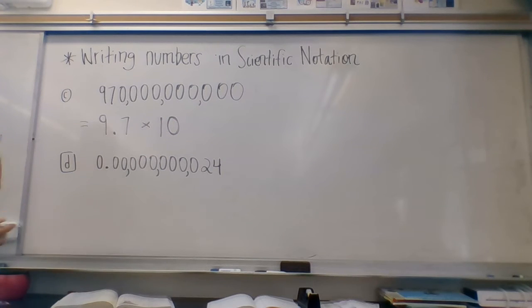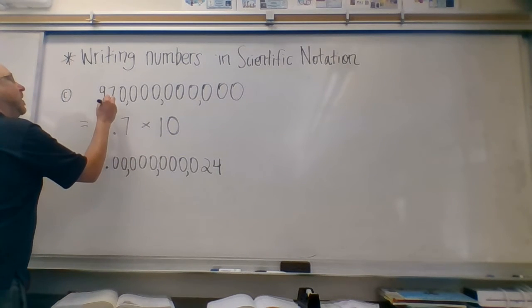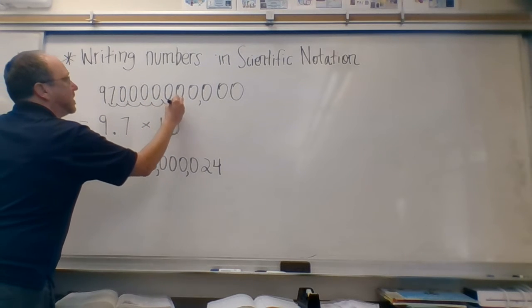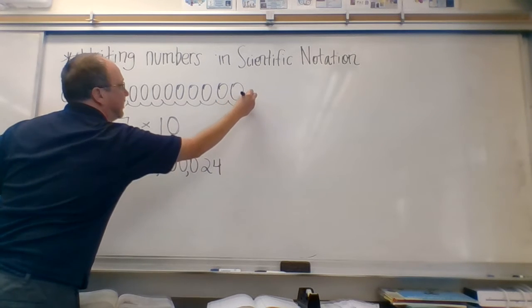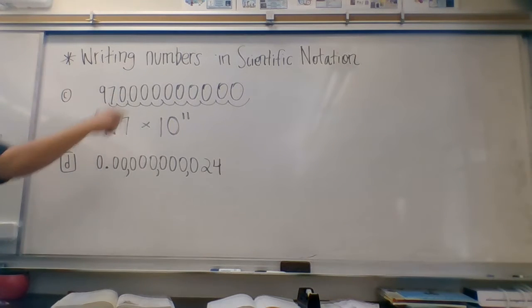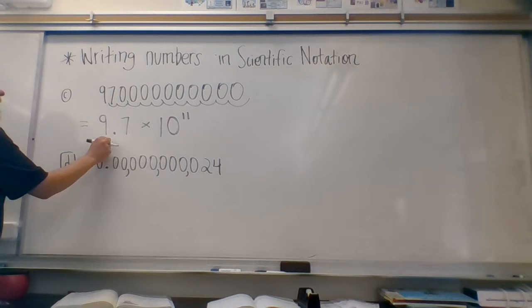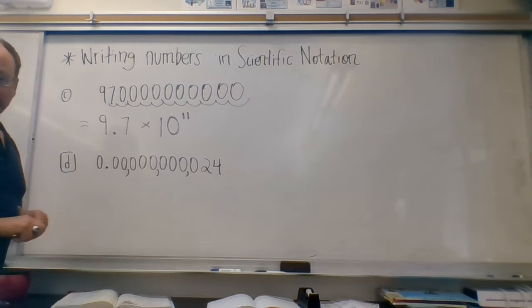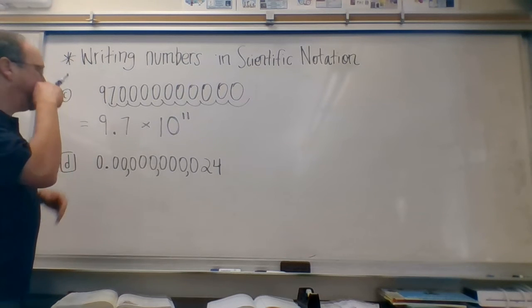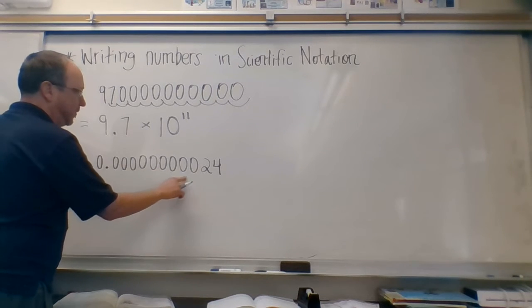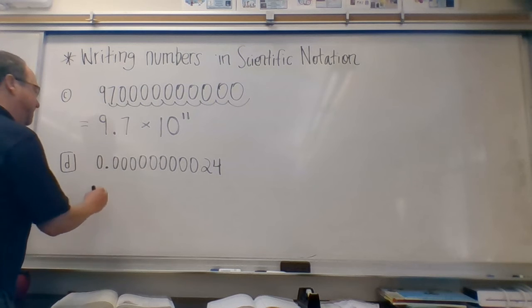Now I need to figure out what power of 10. So I'm going to imagine my decimal point here. And how many place values is it going to go? It's going to go 1, 2, 3, 4, 5, 6, 7, 8, 9, 10, 11. So these things are equivalent. 970 billion is equivalent to 9.7, 9 and 7 tenths, times 10 to the 11th. Here I added commas. I actually don't think you use commas with decimal place numbers.